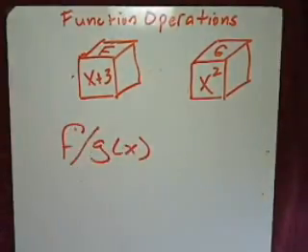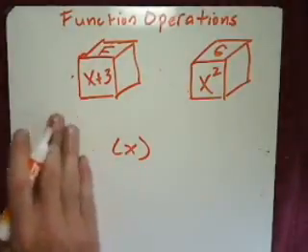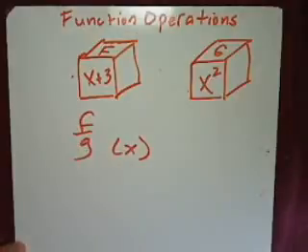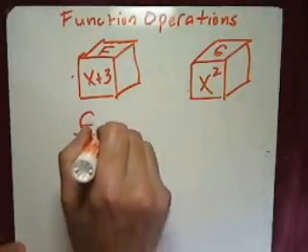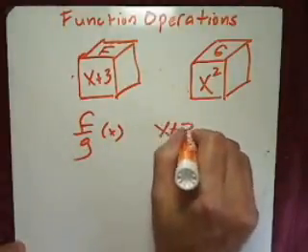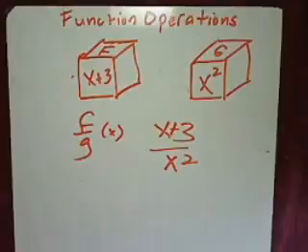I want to know what f over g of x is. I should probably write it like this, okay? f over g of x. That is going to be x plus 3 over x squared.